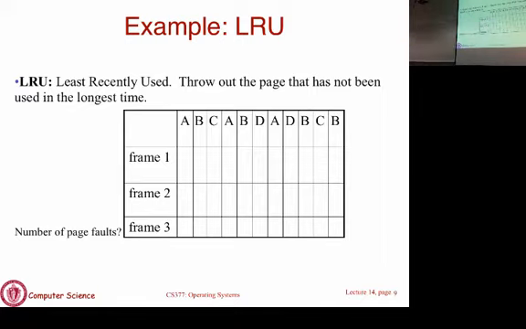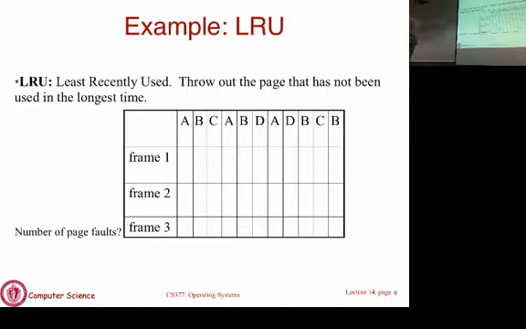But it will approximately match MIN. It will have a slightly higher page fault rate in practice than MIN, because you don't have perfect knowledge of the future. The past is never a perfect predictor. It's an approximation. But in this example, it's the same. You get the same number of page faults.